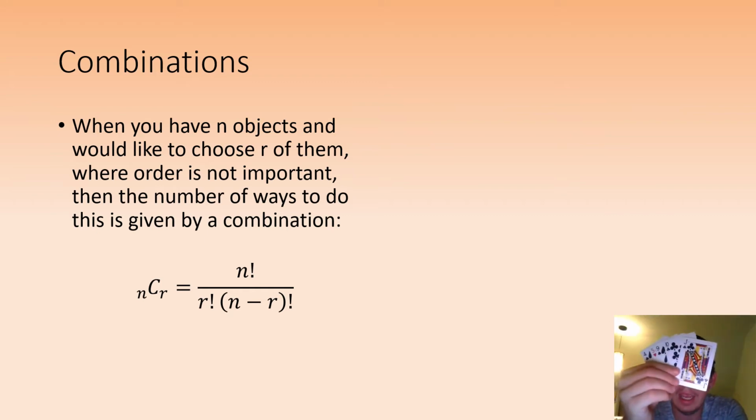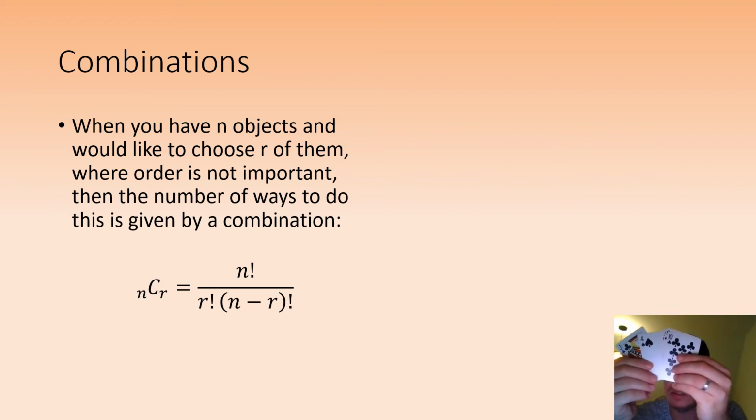Now, in a hand of poker, it does not matter which order you get the cards in. This hand is the same as this hand. What really matters is the combination of cards you have at the end. That's why we call what we're about to do a combination.